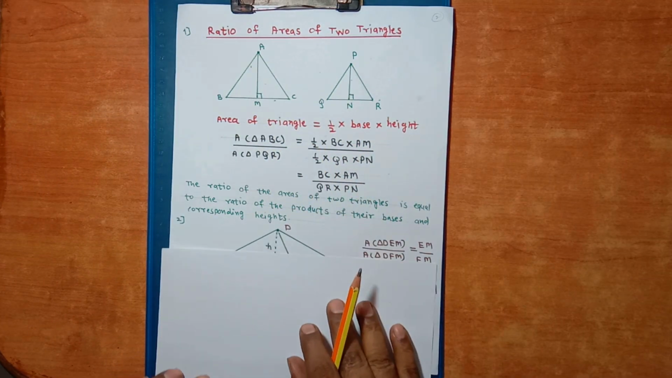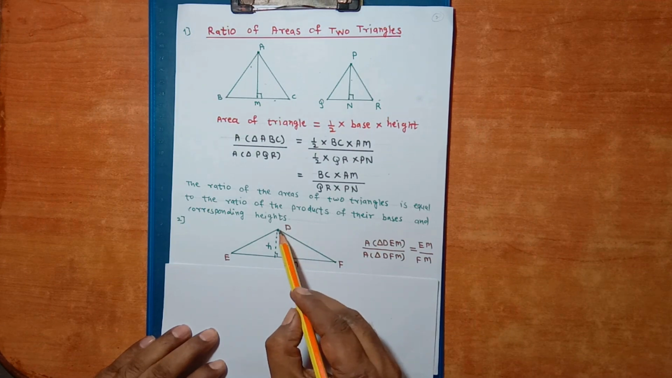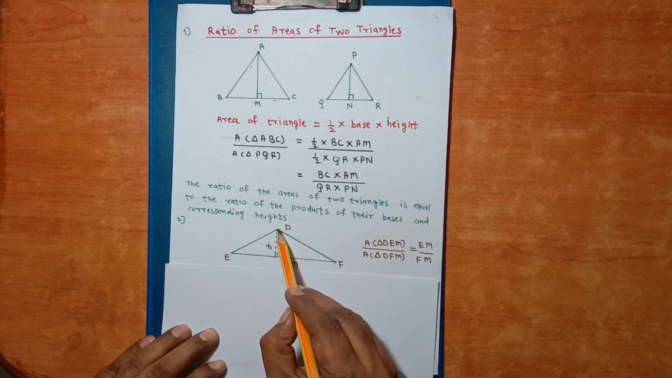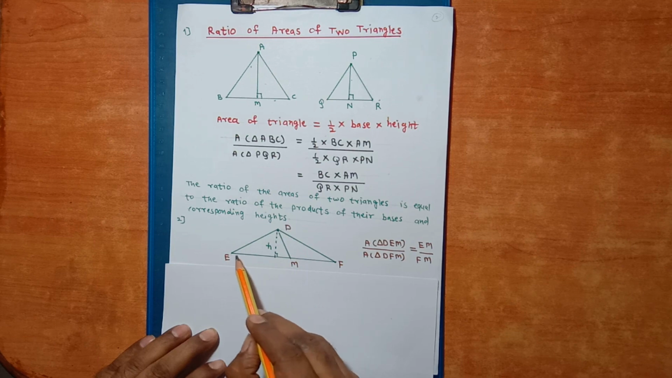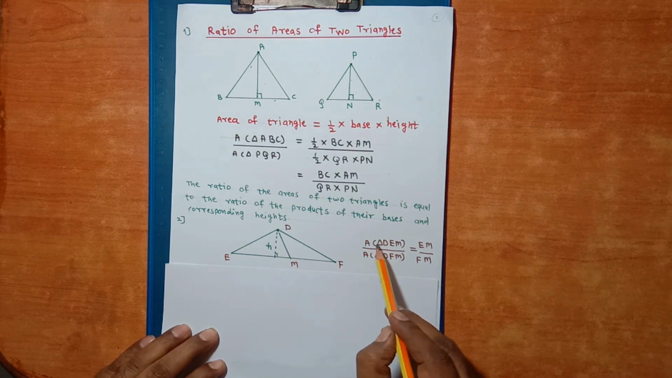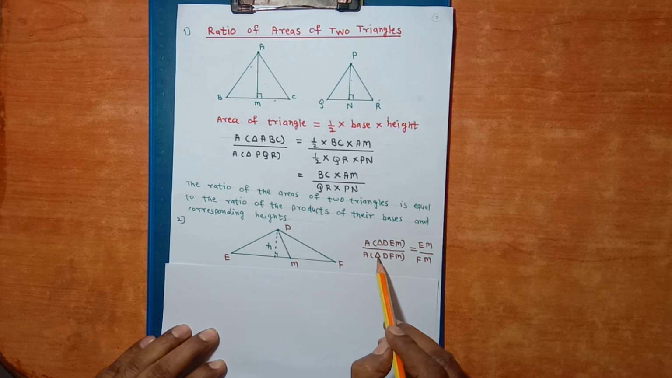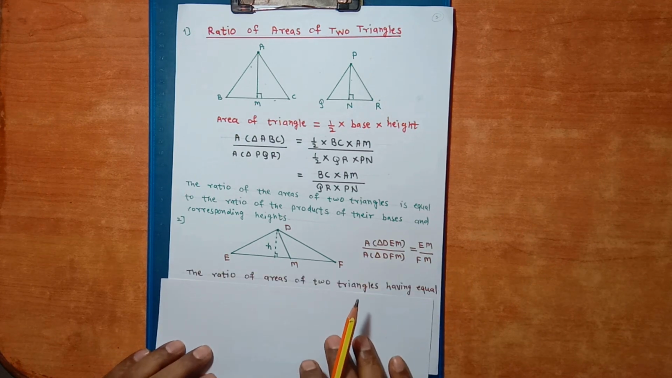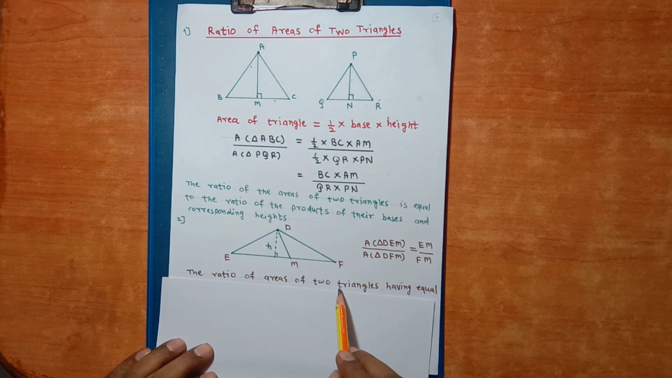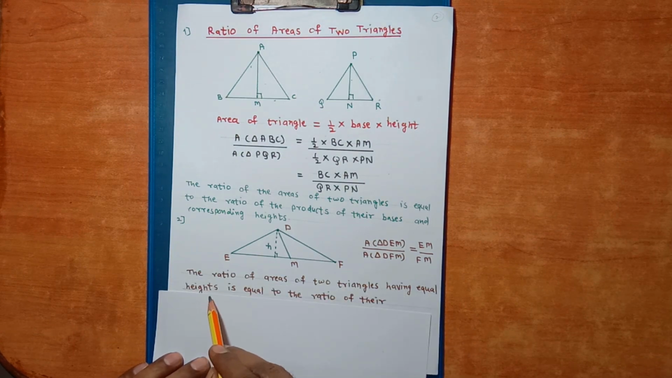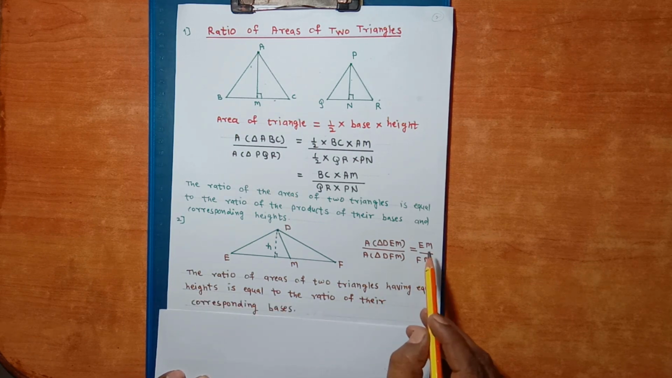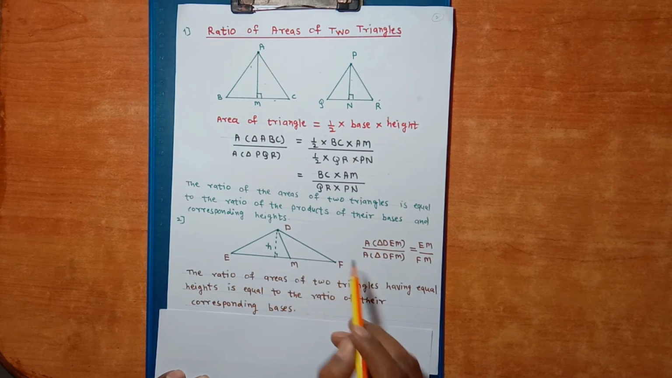Now here bases and heights of two triangles are different. If the height of the two triangles is the same, let us see what happens in triangle DEM and in triangle DFM. Vertex D is common, that means their height is the same, but their base is different. So area of triangle DEM divided by area of triangle DFM is equal to EM upon FM. That means the ratio of areas of two triangles having equal heights is equal to the ratio of their corresponding bases. These are the corresponding bases.